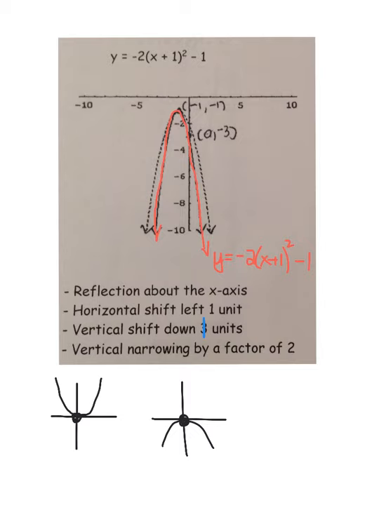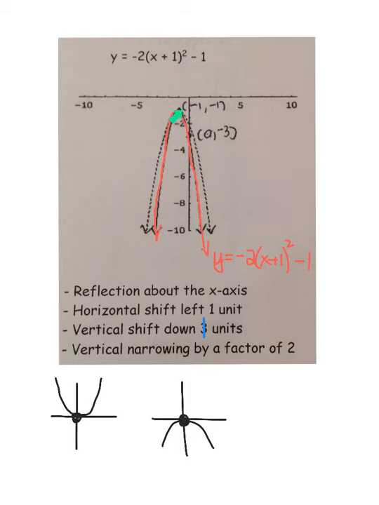Okay, now this is the part we're not going to spend a tremendous amount of time on. I don't want you to freak out over it. We did discuss it, but a vertical narrowing by a factor of 2. So basically what's happening, and I know you're not allowed to use a calculator, but I just double checked in my calculator, I cheated, and I put this equation into my y1 without the -2. I just put a negative. And then in my y2, I put this in here.